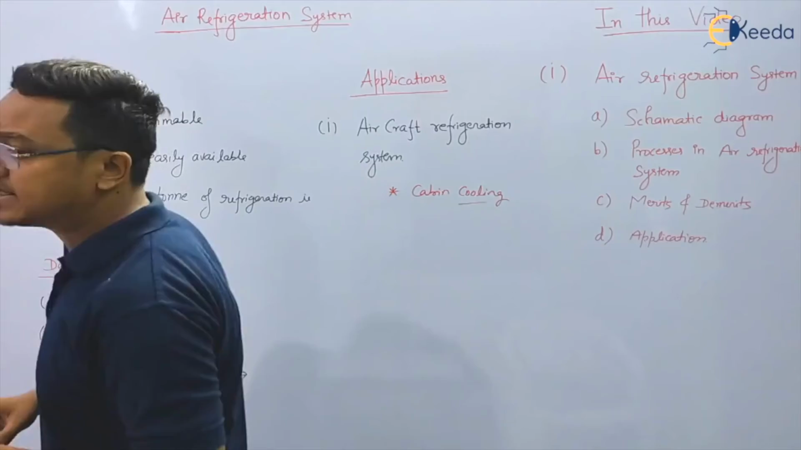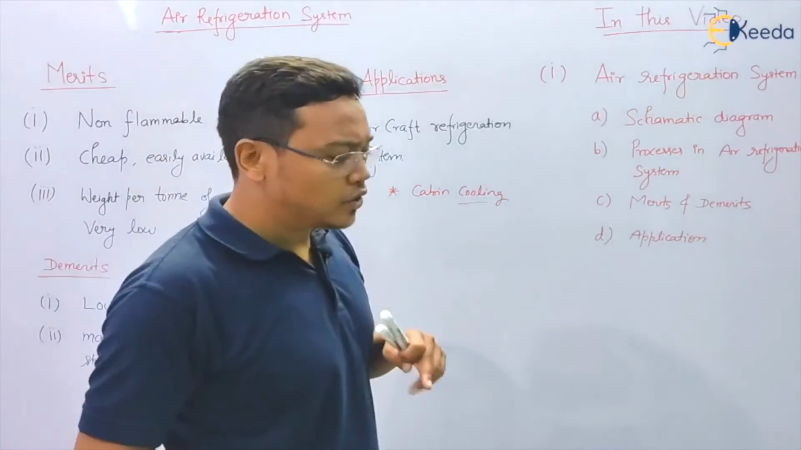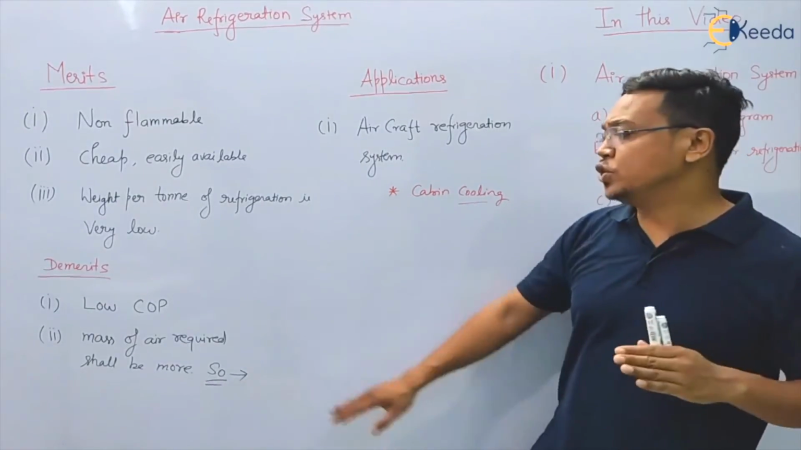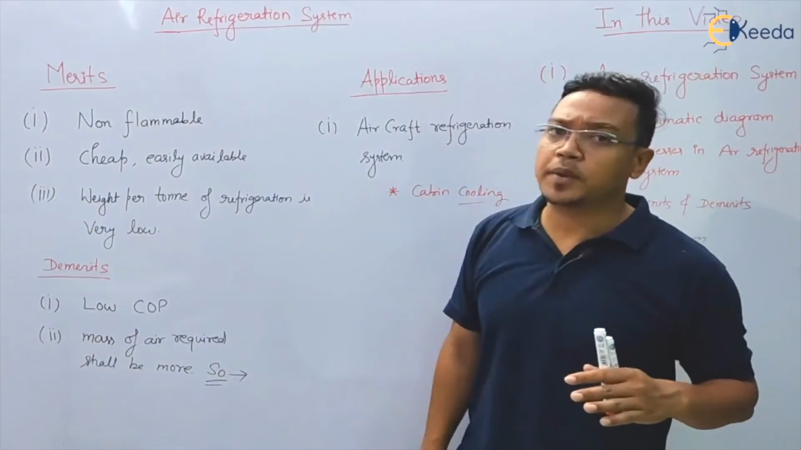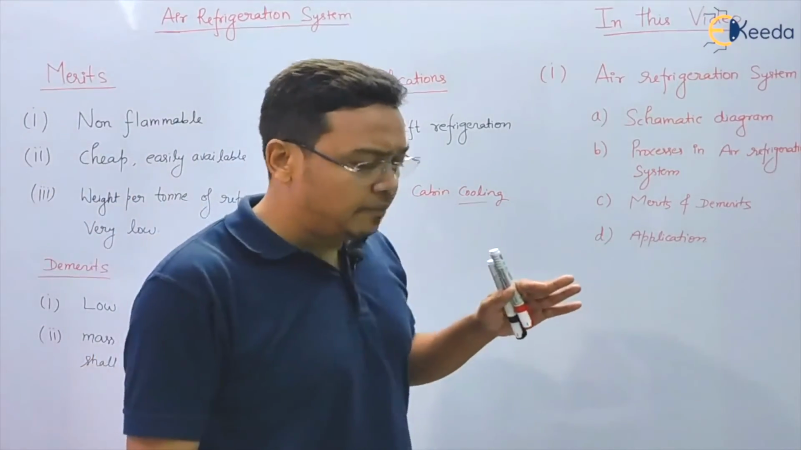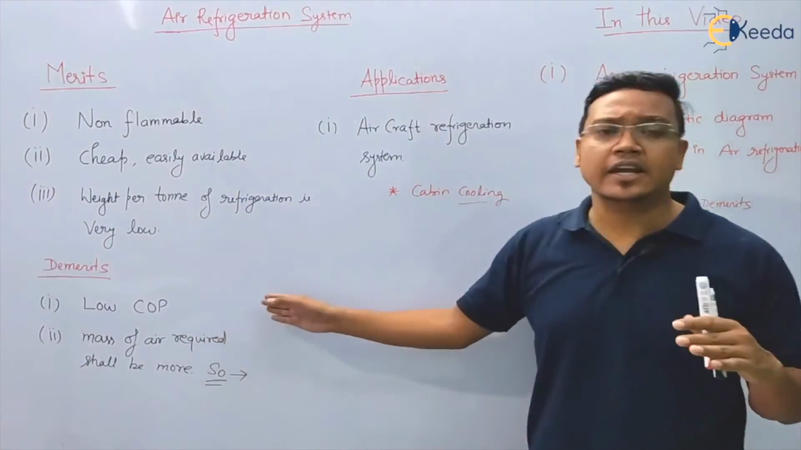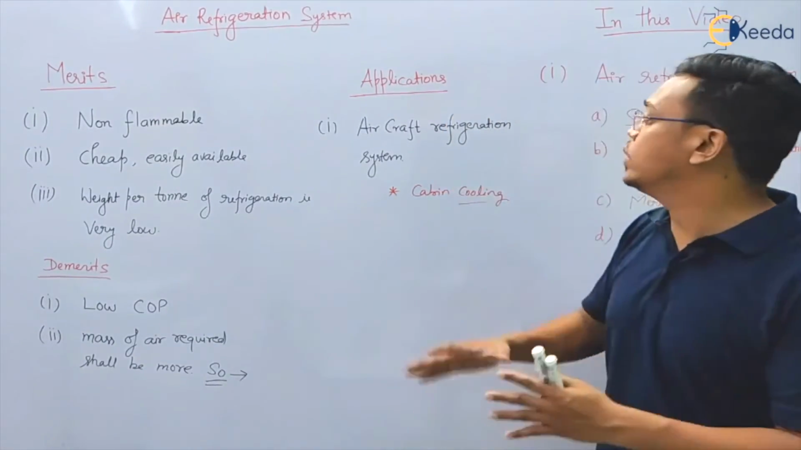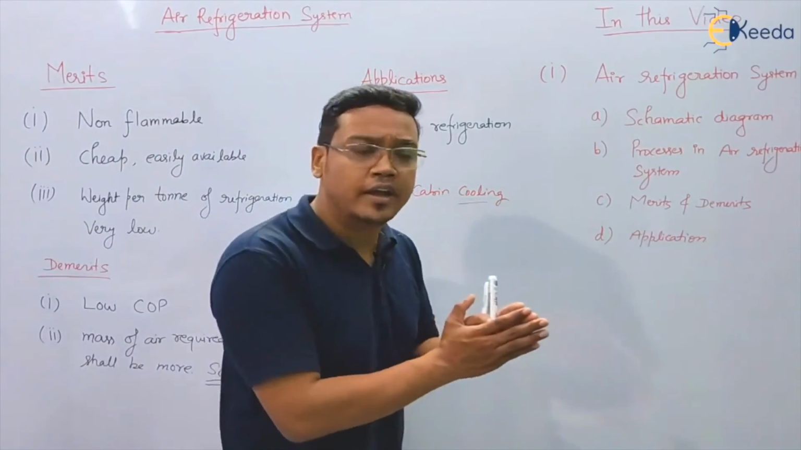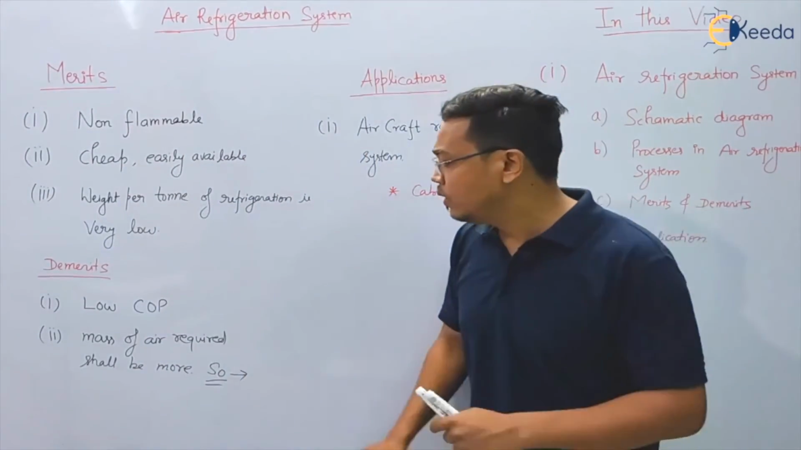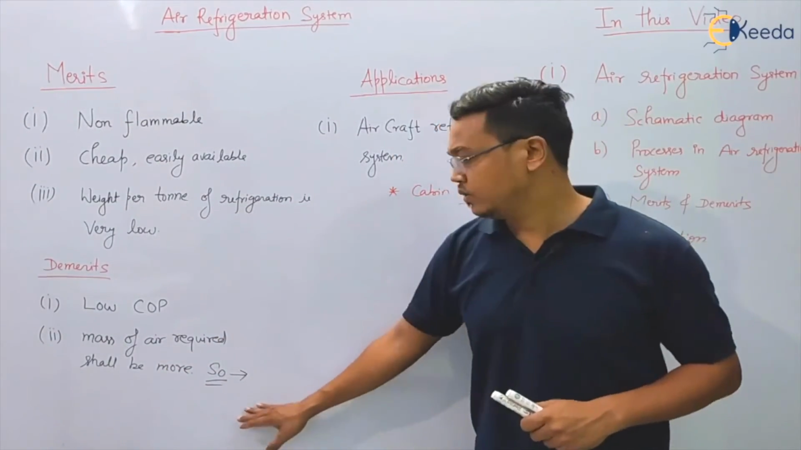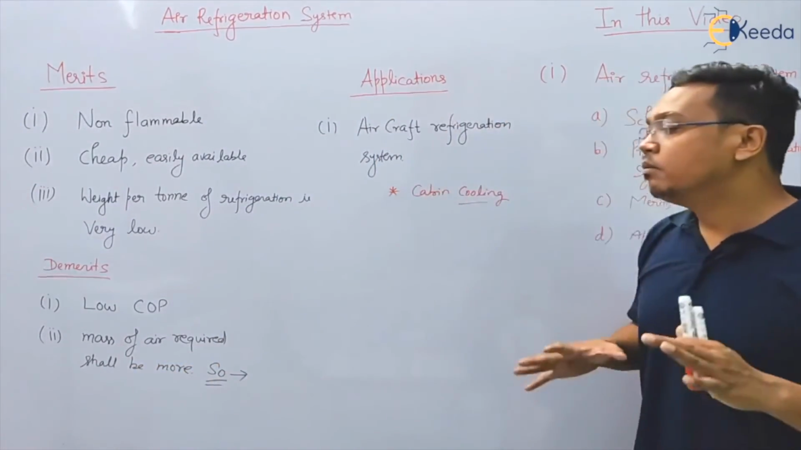Now, what are the demerits? There are two demerits for this. First demerit is that air refrigeration system has low COP, low coefficient of performance. COP we will see in detail when we do the analysis of air refrigeration cycle or Bell-Coleman cycle. Okay, in the next video that analysis we will do. Second, the mass of air required shall be more.